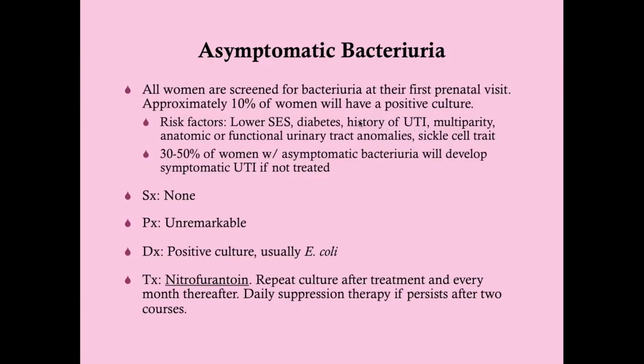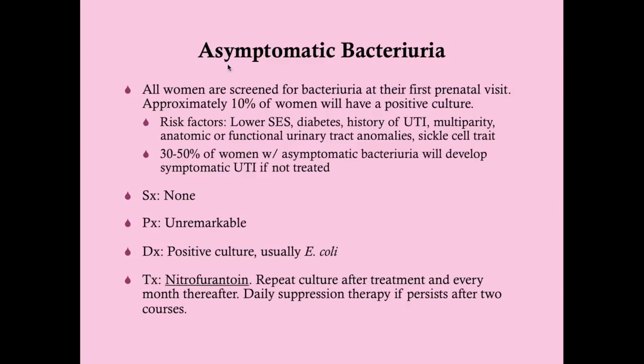Risk factors for asymptomatic bacteriuria include a lower socioeconomic status, diabetes, a history of UTI. Women who get UTIs more frequently are more likely to have bacteria in their bladder. Multiparity, anatomic or functional urinary tract anomalies, and sickle cell trait. About 30 to 50% of women with asymptomatic bacteriuria will develop symptomatic UTI if not treated. And that is why we do this screening, because that's a lot of women.